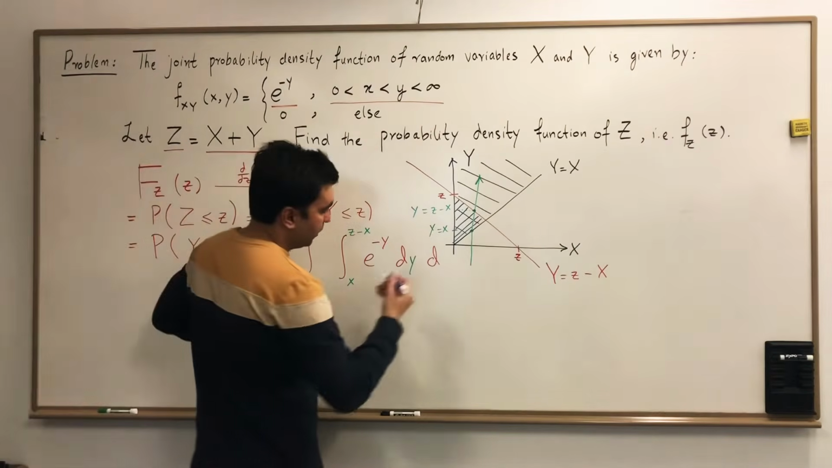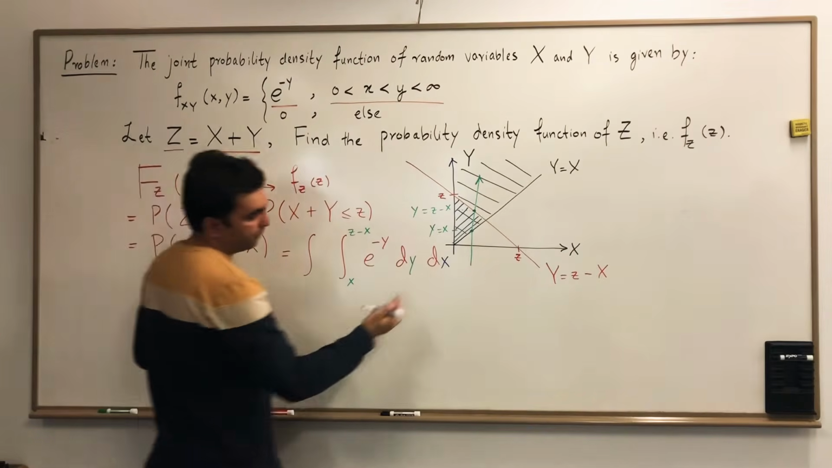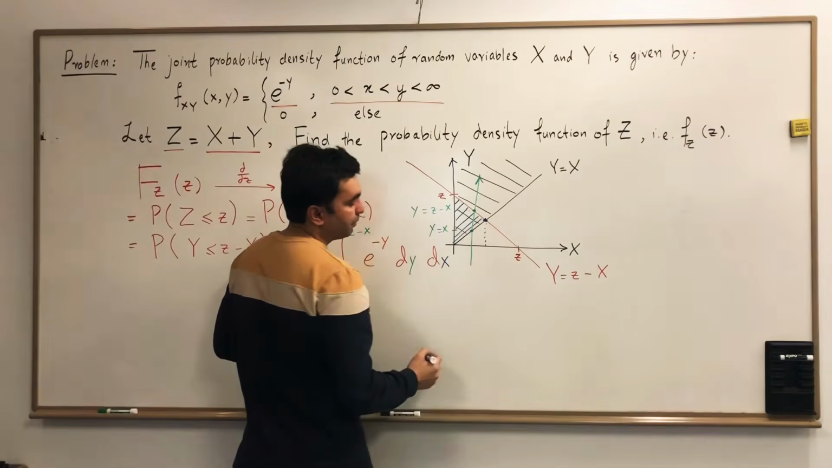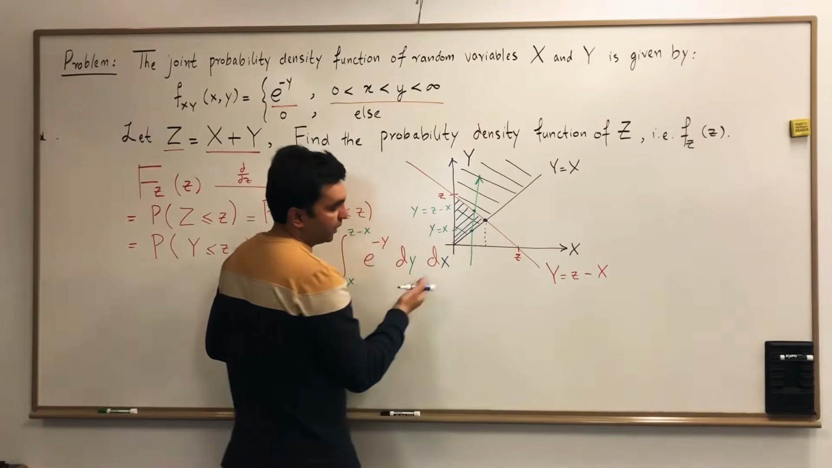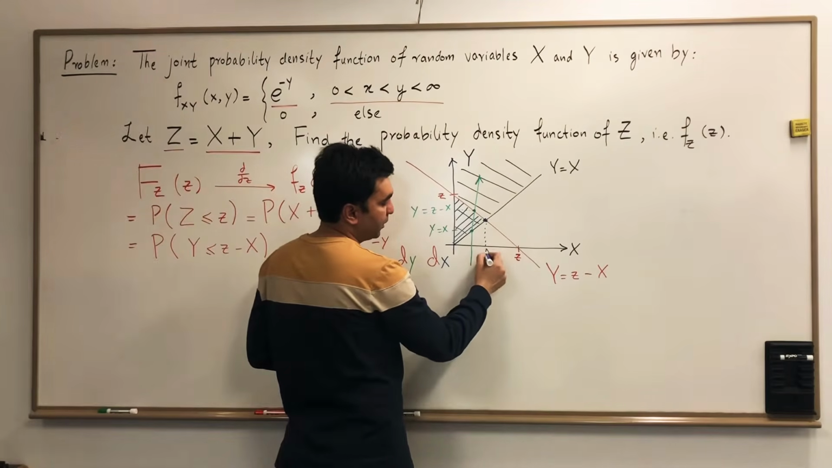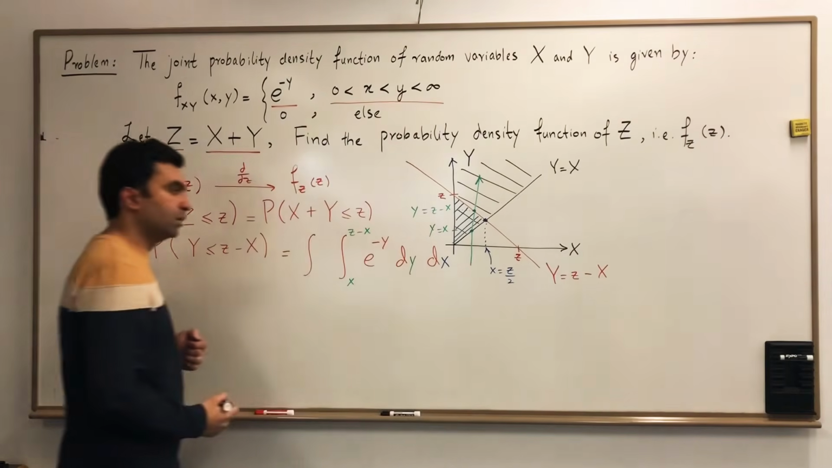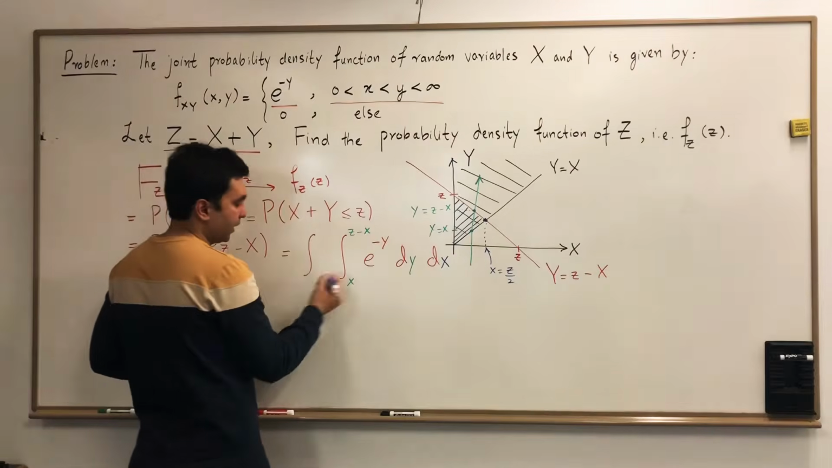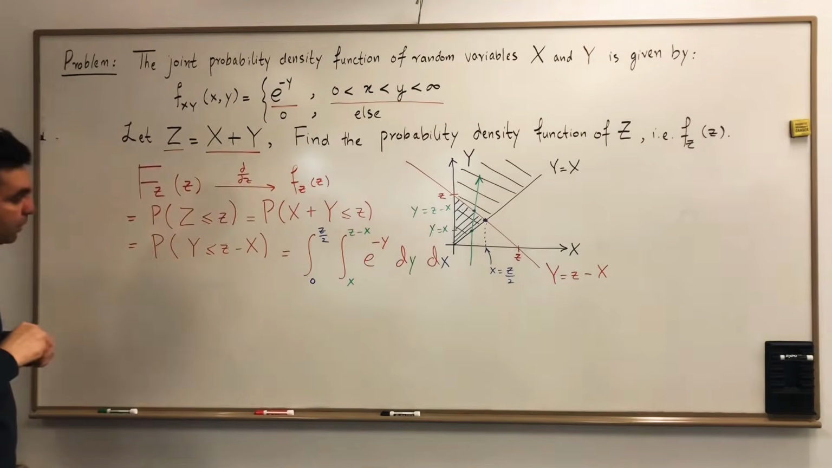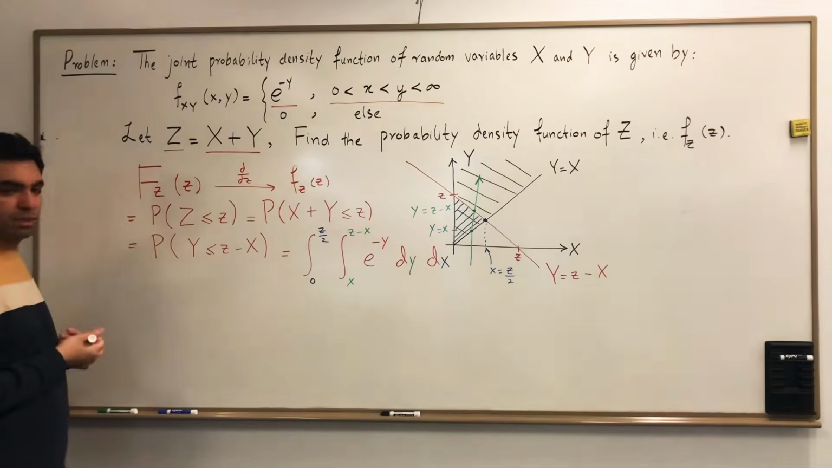And as for x, it should be from 0 to some point here, and because it's an intersection between y equals x and y equals z minus x, you can calculate that this point here will be x equals z over 2. So the limits for x are 0 to z over 2. Okay. So the next step is to carry out this integration.